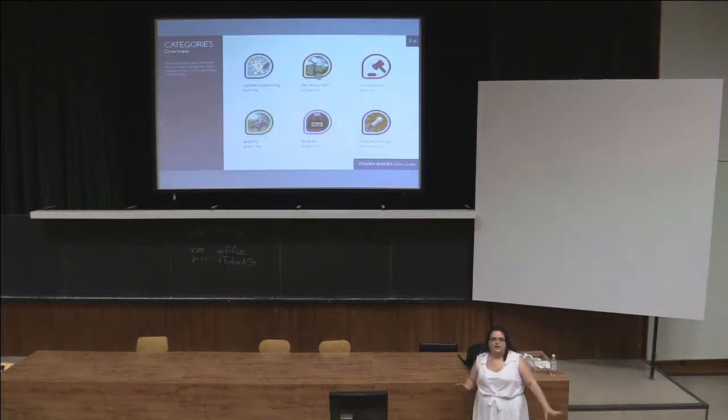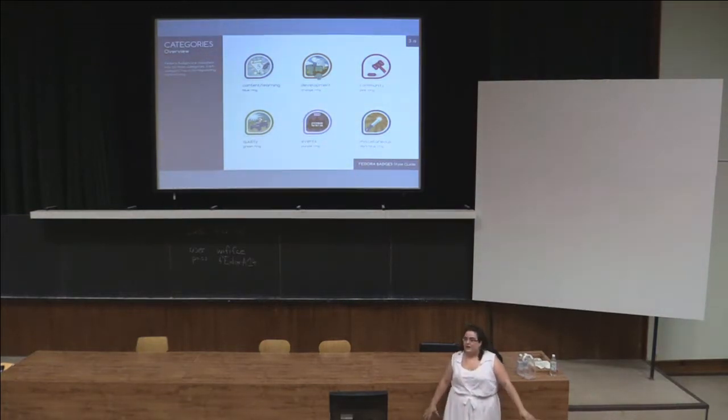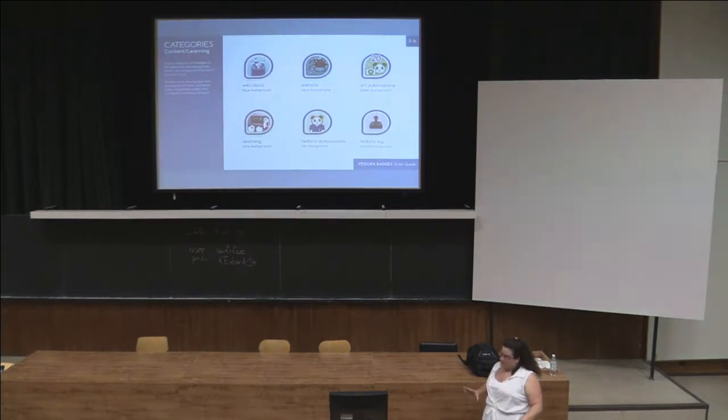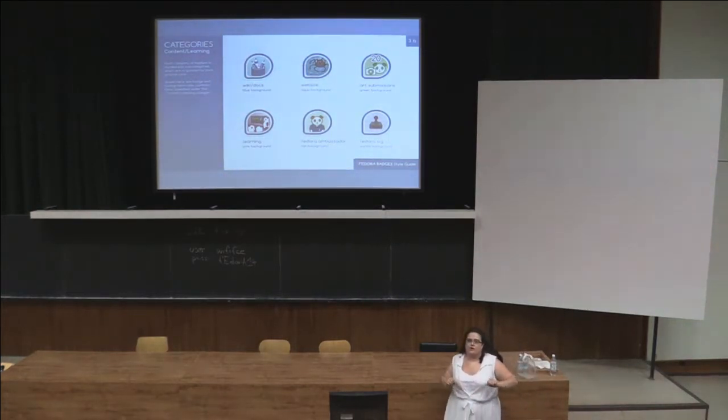Okay, I'm going to talk about categorizing your badges. So this is a tricky thing even for me, but there's 6 different categories. We have content and learning, development, community, quality, events, and miscellaneous. A catch-all, of course. So from there, the way that the badges are organized is by background color.